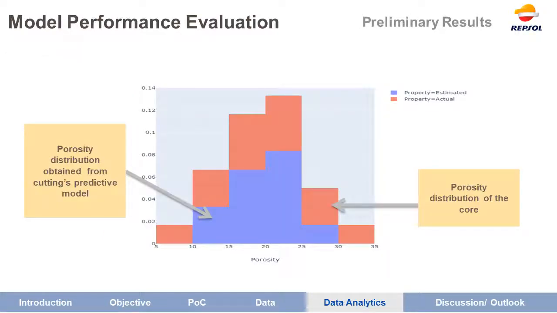Here we are comparing the porosity distribution obtained from plugs, the red one, and the porosity distribution obtained from cuttings in the cross-validation with the KNN algorithm. Even if we have more than 20% error in the prediction with the general model, this tells us that with the predicted values, the statistical representativeness of the porosity is maintained.